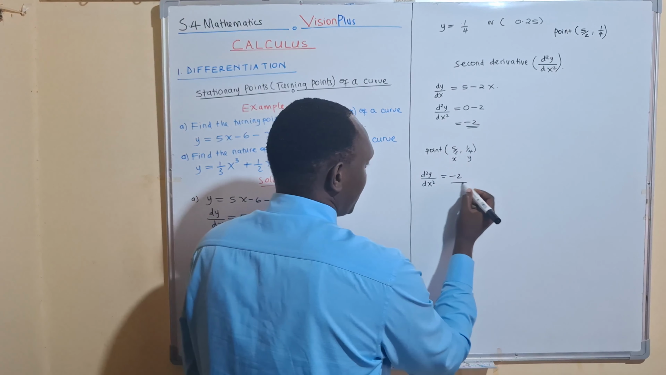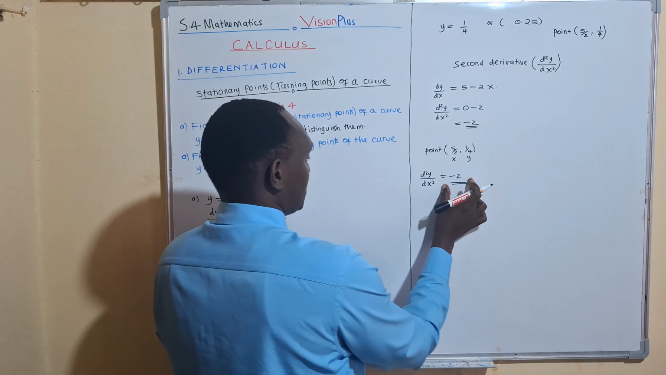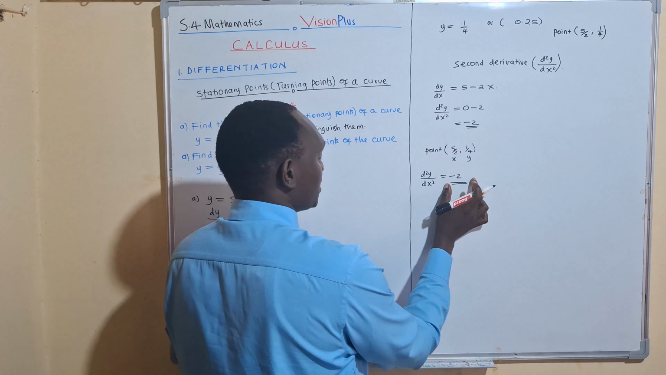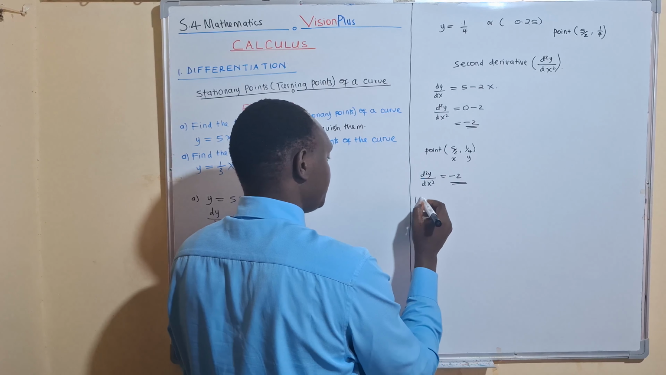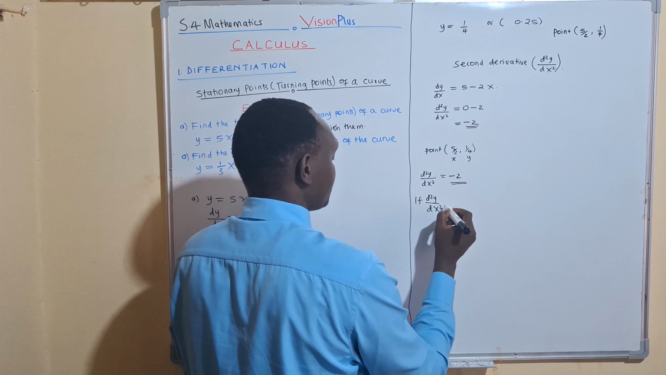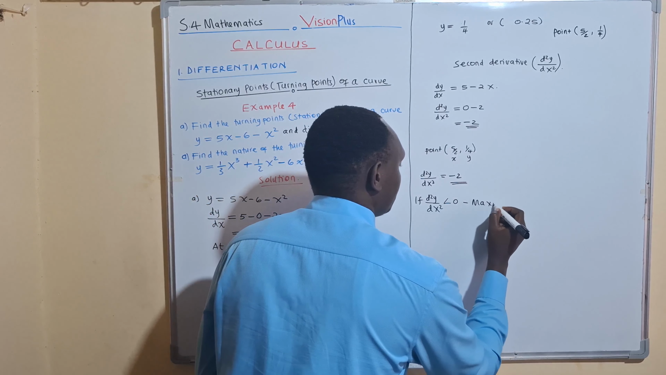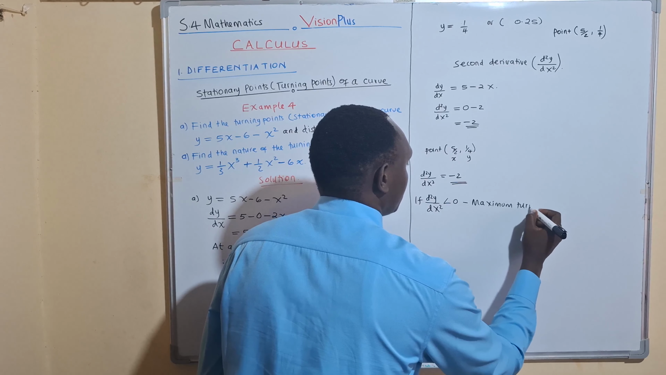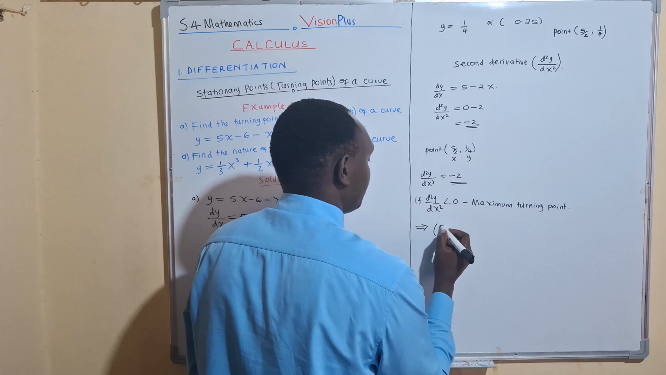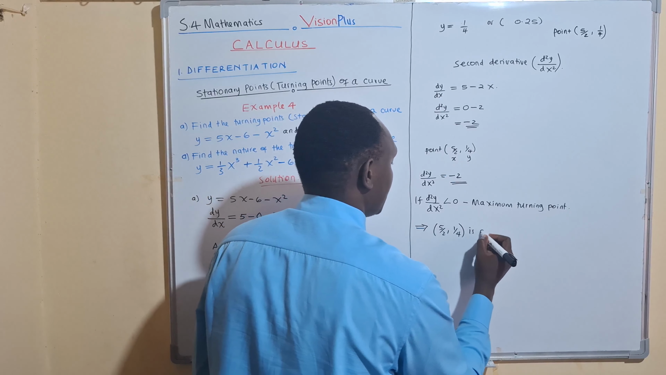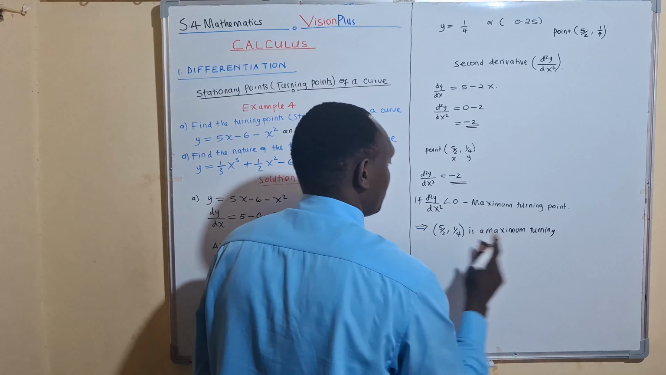Now, after getting the value of the second derivative, you judge: is negative 2 more than 0? Is it equal to 0 or is it less than 0? Any negative number is less than 0. And we said that if the second derivative after substituting for x is less than 0, then the point we have is a maximum turning point, or a maximum stationary point. This implies that the point 5 out of 2 and 1 out of 4 is a maximum turning point. Please, you must conclude that this point is a maximum turning point.